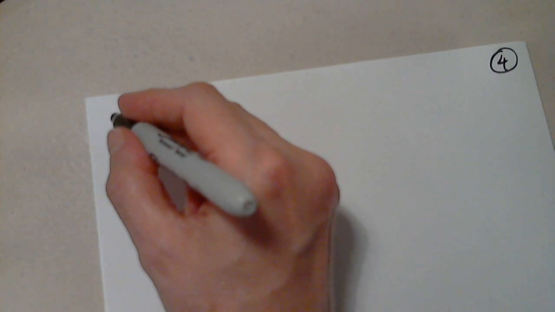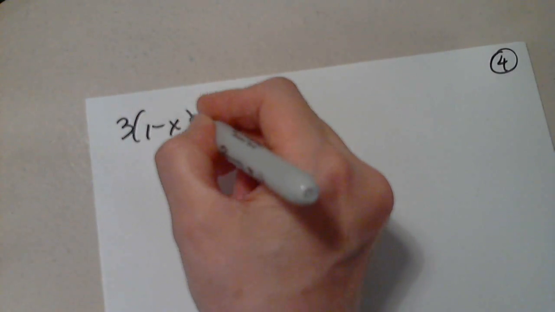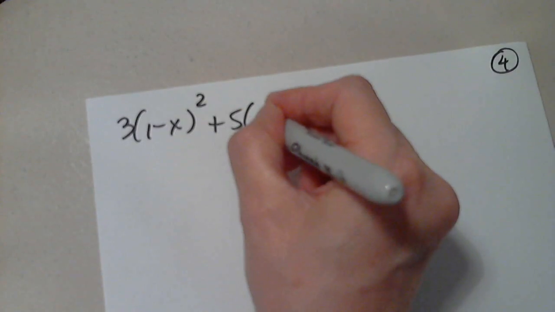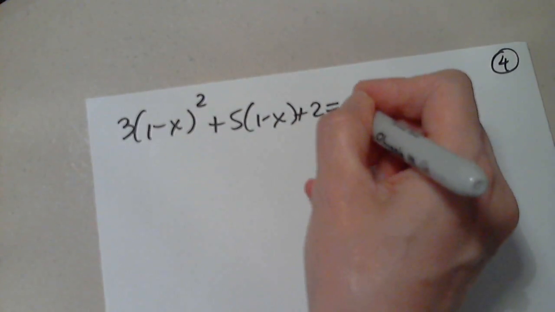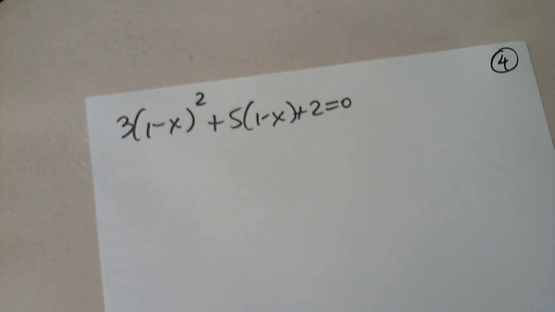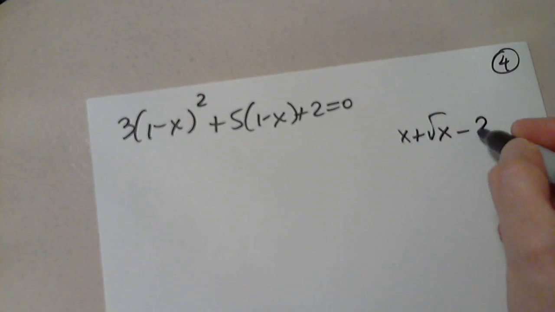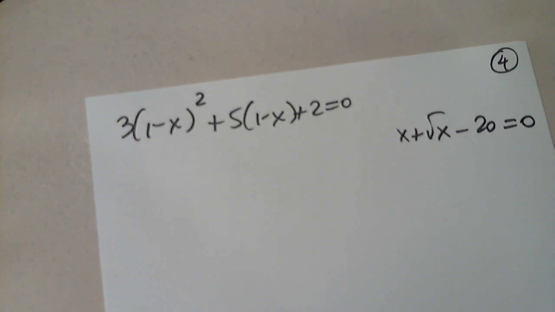So we have 3 times (1 minus x) squared, plus 5 times (1 minus x), plus 2 equals 0. And the last one here is x plus the square root of x minus 20 equals 0. And I let you choose. Or both. It's up to you. Let's make a decision. First one. The first one.